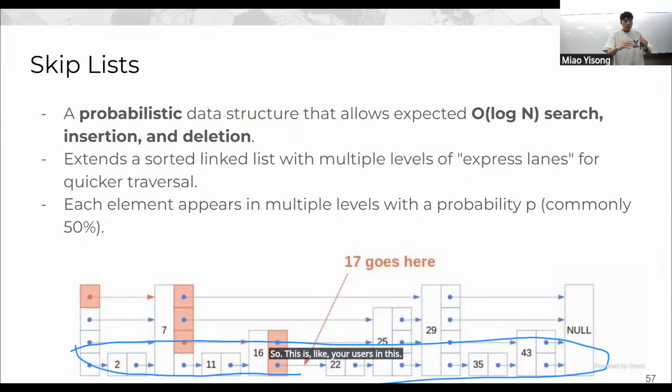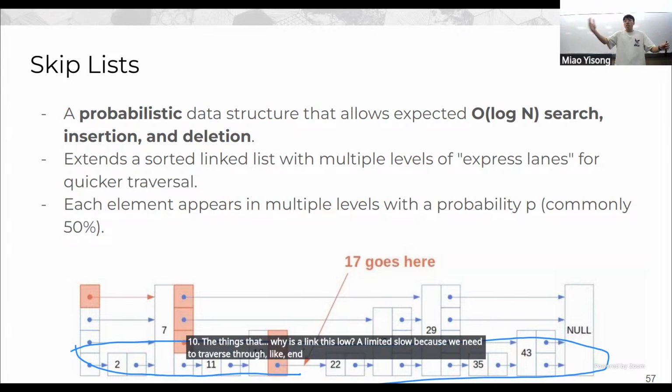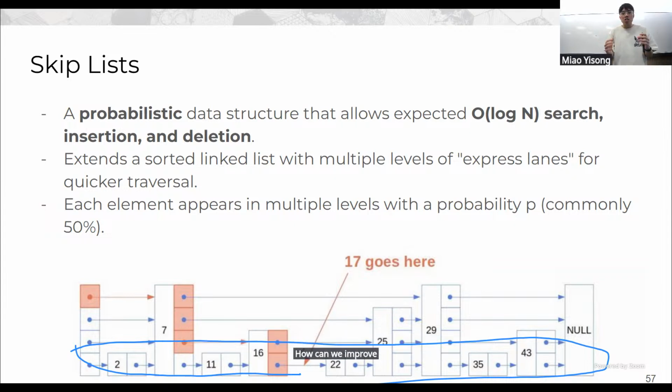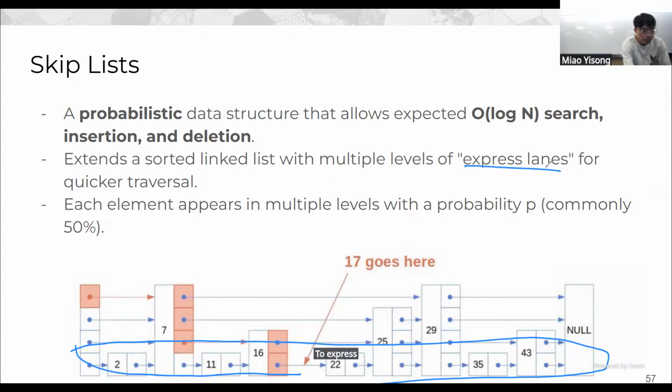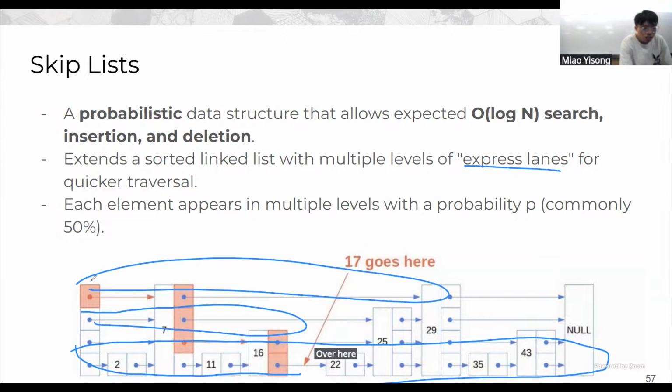Why is a linked list slow? A linked list is slow because we need to traverse through n nodes before we get to our destination node. So how can we improve the time complexity of a linked list? We can do this by using the notion of what we call express lanes. Express lanes are established in the upper layers, like over here. This is what allows us to skip forward a few steps, so we can keep skipping until we find our destination node.